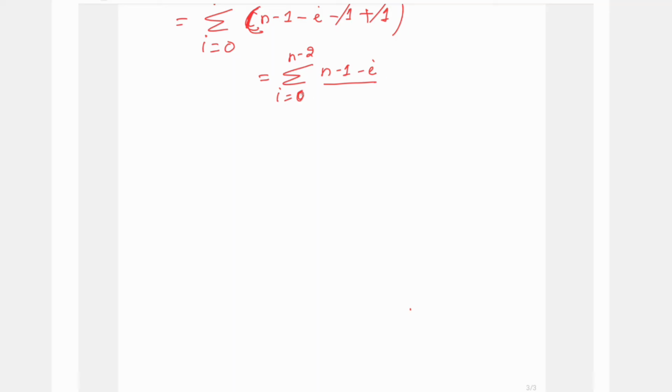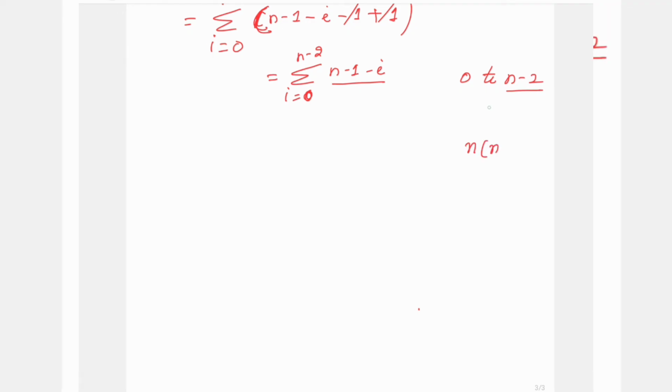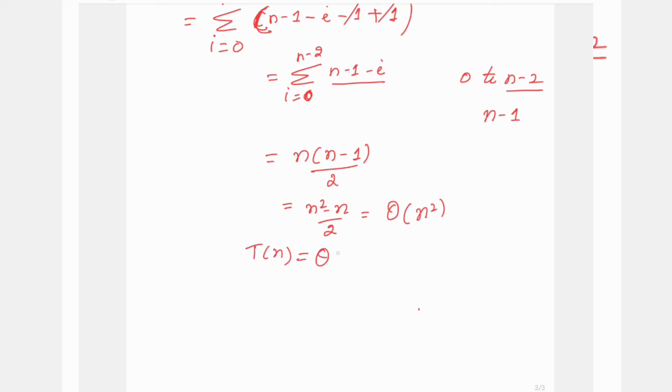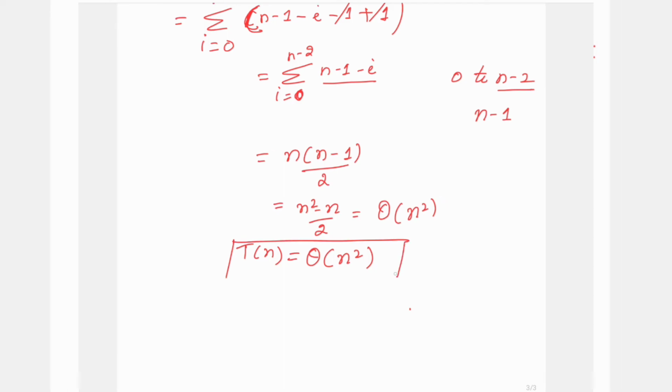Now substituting the value for I starting from 0 to n minus 2. So each time you can start like this. First time n minus 1 minus 0, plus n minus 1 minus 1, plus n minus 1 minus 2, plus. So like this you keep doing until you reach 1. So that series is the sum of n minus 1 natural numbers, which is given by n into n minus 1 divided by 2. So further simplification, n square minus n divided by 2, which is equal to Theta of n square here. So the time complexity for this algorithm is given by this expression.